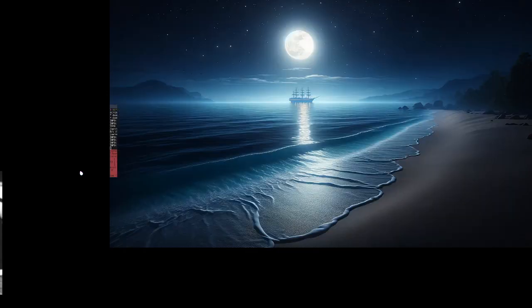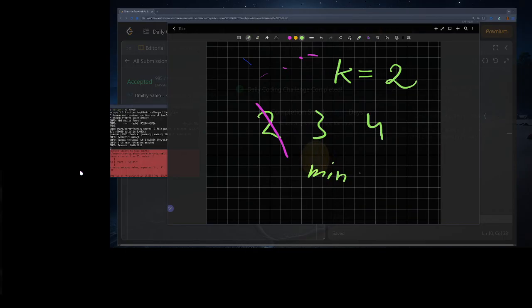Okay, so we have a list of numbers and the value k, and we want to remove some numbers like this to make the minimum not less than the maximum times k.